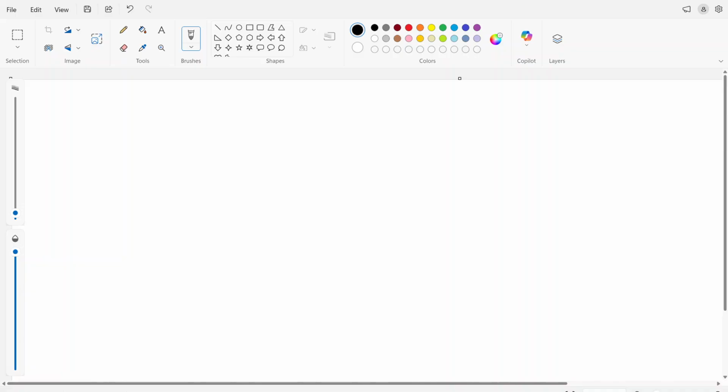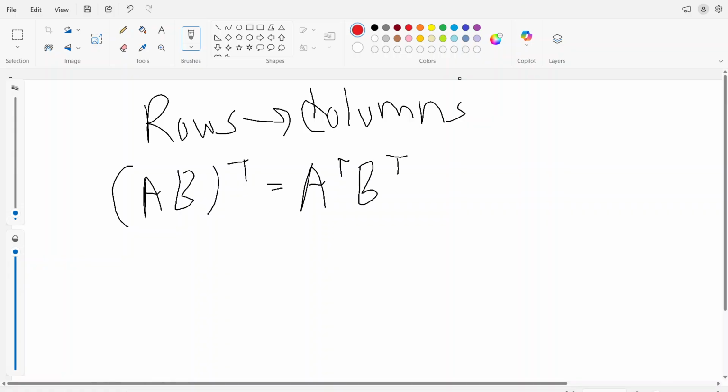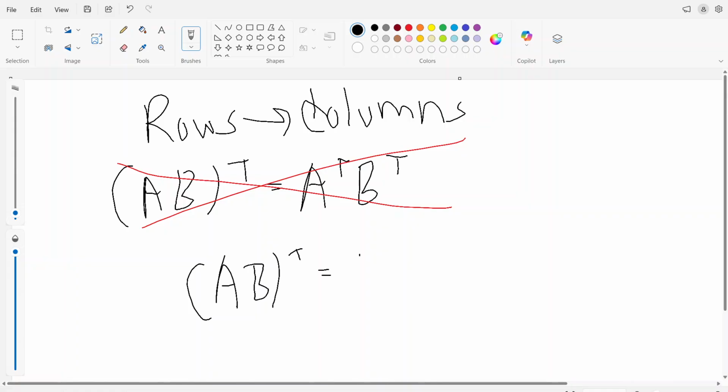Now I want to go on to 3 common mistakes I've noticed. Mistake number 1 is forgetting to switch rows and columns. Always remember that rows become columns. Mistake number 2 is that I see some people change the numbers. You never change any of the actual values themselves, you only move them. And mistake number 3 is forgetting the product order reverses. For example, this is wrong: (AB)ᵀ equals AᵀBᵀ. This is very, very wrong. The correct one, as we've seen a few times before, is (AB)ᵀ equals BᵀAᵀ.